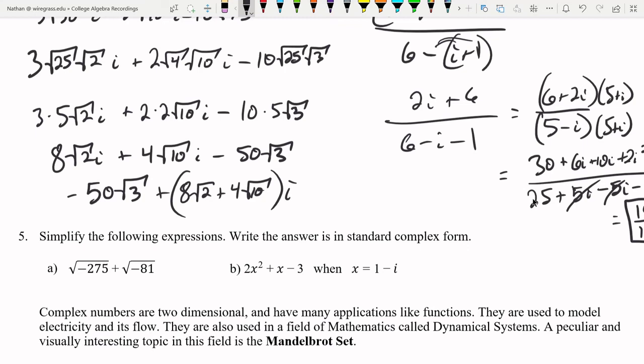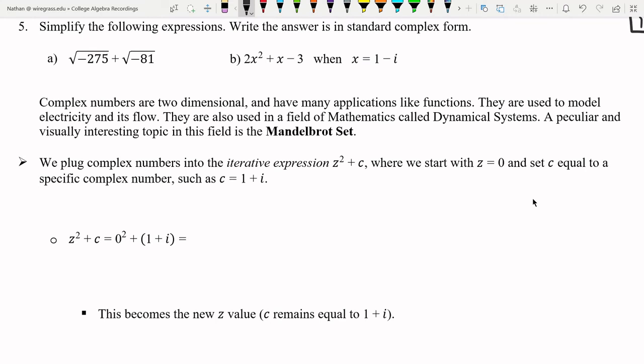Now, complex numbers, as I've shown, are two-dimensional, and because of that, they have many applications, as functions also have many applications, or graphs in general. They use complex numbers in electricity, and talking about its flow, to show the two-dimensional nature of electricity. It's also used in dynamical systems. Dynamical systems is the main term that encompasses a thing called mathematical chaos.